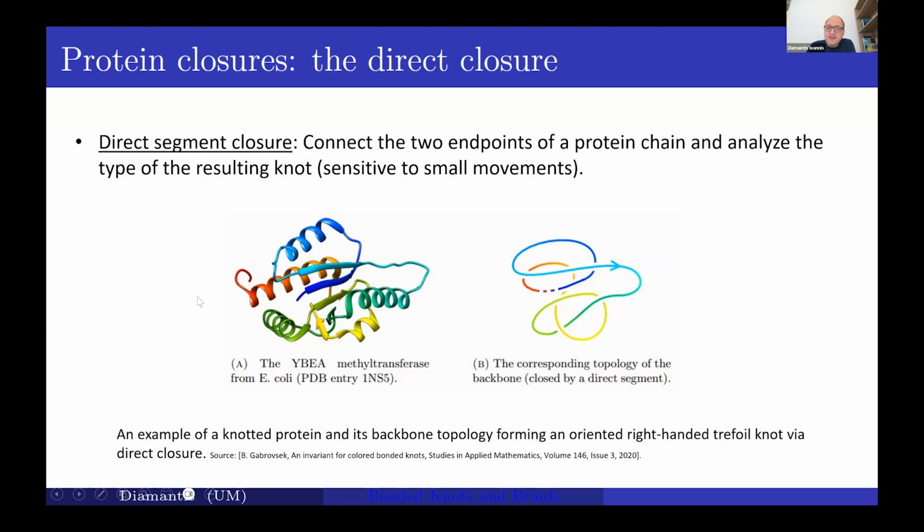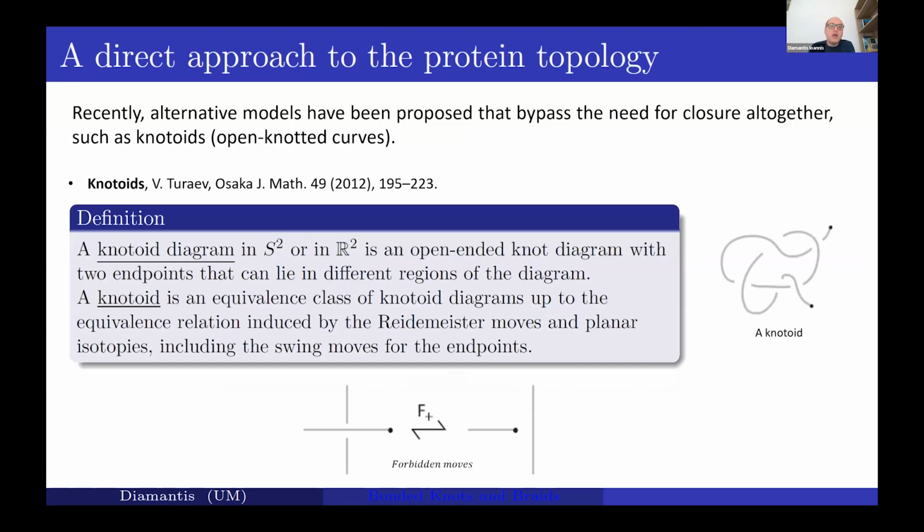But as I said before, this is a little bit artificial. You force a closure, you form a specific type of knot, and you get some information. But in the last 10 years, Turaev proposed a completely different method. Turaev proposed the concept of knotoids. And what are knotoids? Knotoids are open knots. Imagine that you have a knot, you cut it somewhere, you get rid of the arc that you cut, and you now have an open-ended knot diagram, with the two endpoints usually lying in different regions of the diagram.